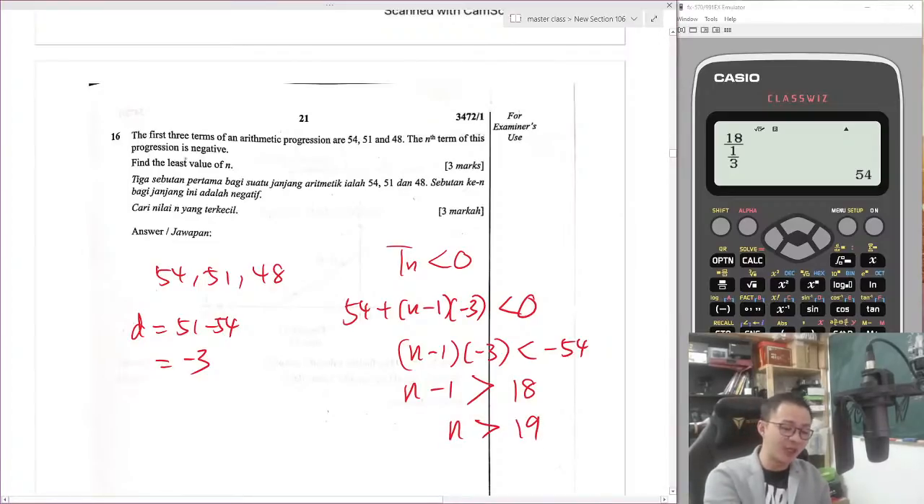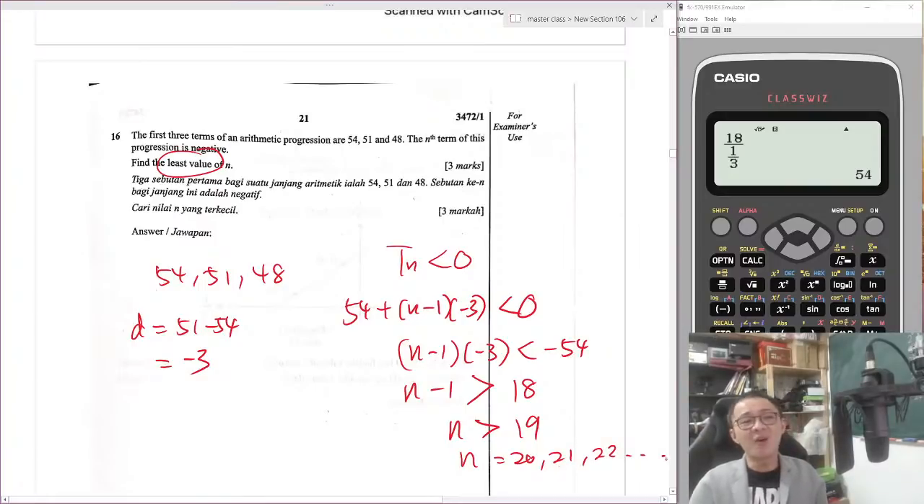So this is the reason why they tell you the least value. When n is bigger than 19, I can get 20, 21, 22, and so on. Among all these numbers, which one is the least value, which is the smallest value? It is n equals 20, isn't it? So the answer is n equals 20.